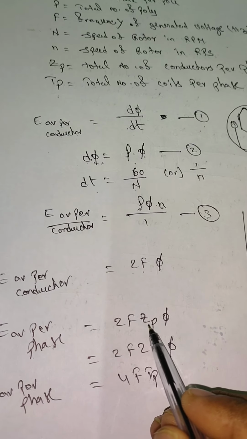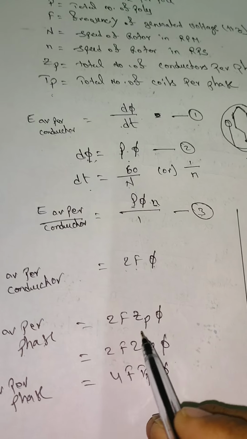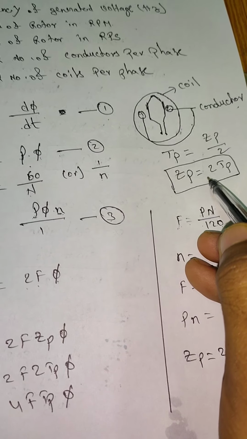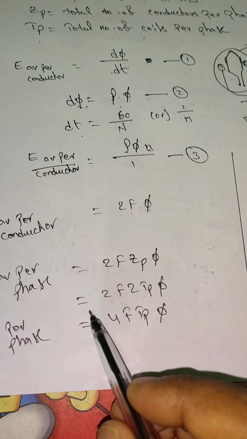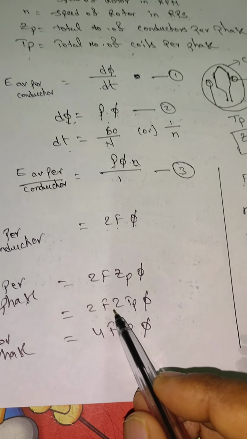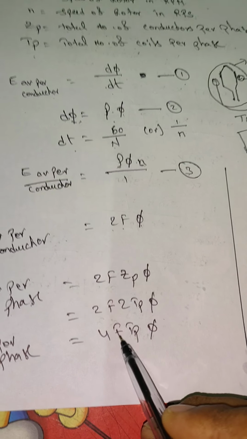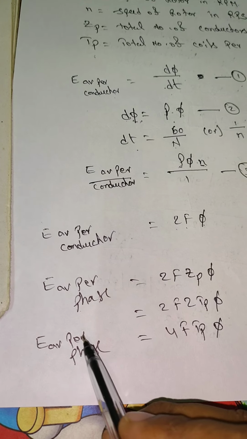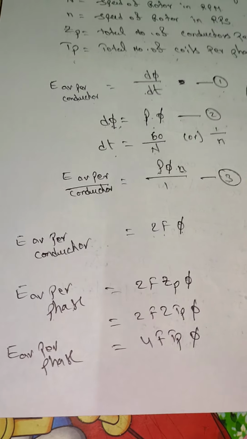Zp. You multiply with Zp, that is nothing but 2f Zp phi. Now in place of Zp you can write Zp is equal to 2 into Tp. Now you just substitute here. Now you will get 2f into 2 Tp phi. Now 2 into 2 is 4, so you will get 4f Tp phi. Now this is called the E average per phase. Now this is called the E average per conductor.